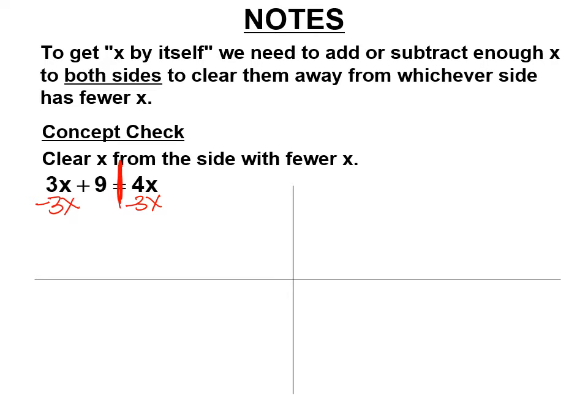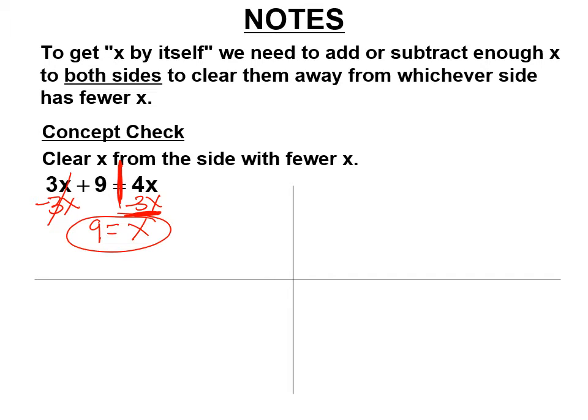3x minus 3x, 0, goes away. Cross it out. So all we have on this side is positive 9. 4x minus 3x, right? We're subtracting, so we're going to put a subtraction bar there. And that's x. Done. 9 equals x. Now, why did I subtract 3x rather than I could have subtracted 4x?